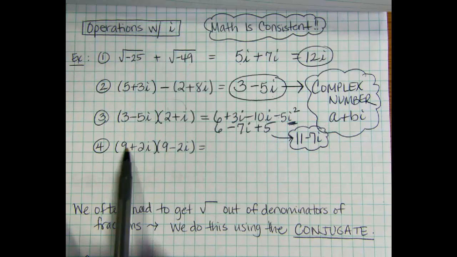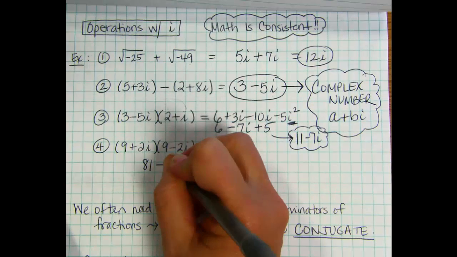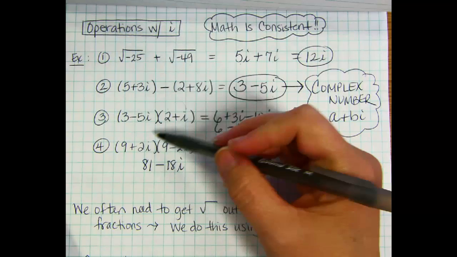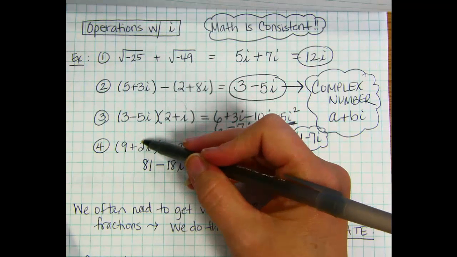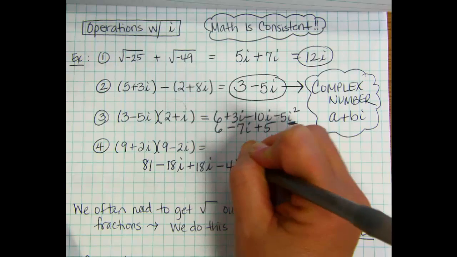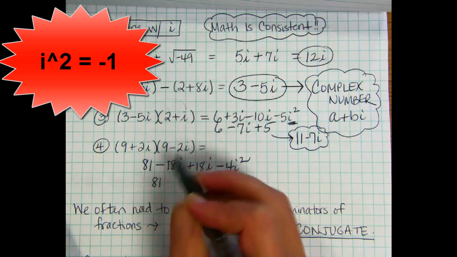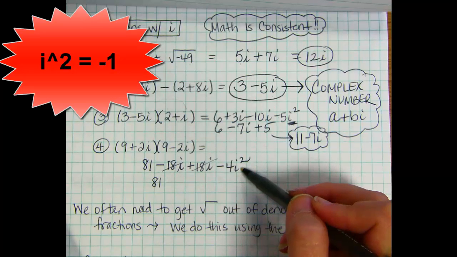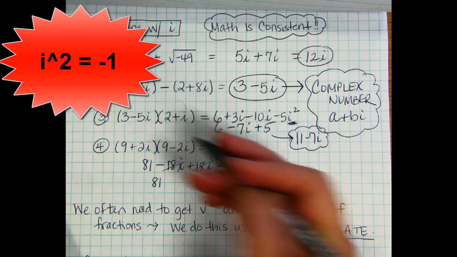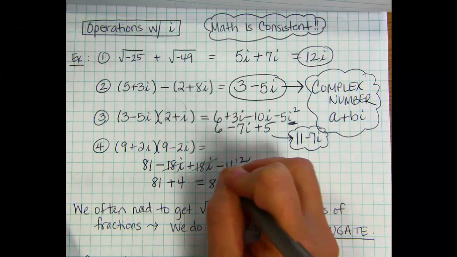9 plus 2i times 9 minus 2i. Double distribute. 9 times 9 is 81. 9 times negative 2i is negative 18i. 2i times 9 is positive 18i. Positive 2i times negative 2i is negative 4i squared. Combine like terms. I have 81. Negative 18i and positive 18i cancel out. Sorry, i squared is negative 1. So I have negative 4 times negative 1, which is positive 4. 81 plus 4 is 85.